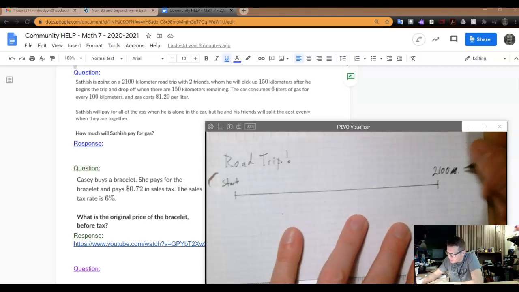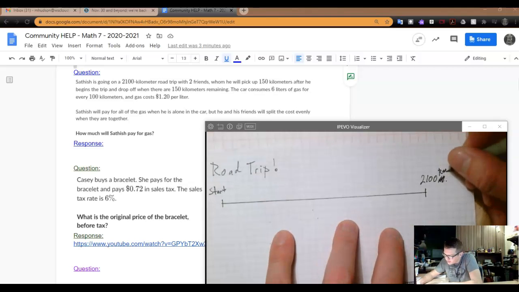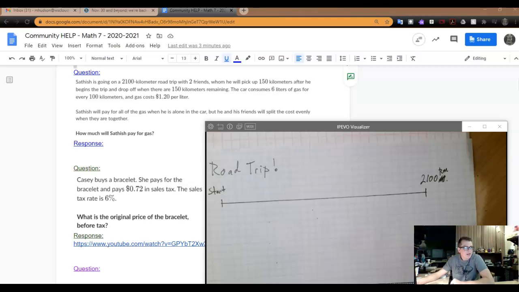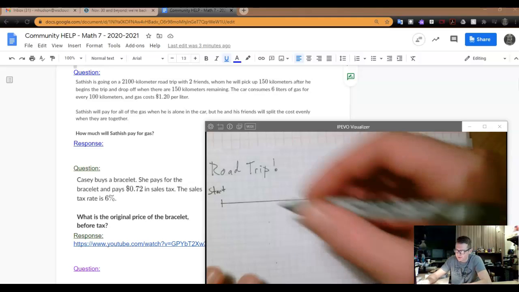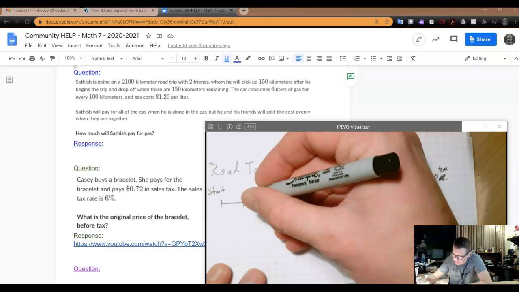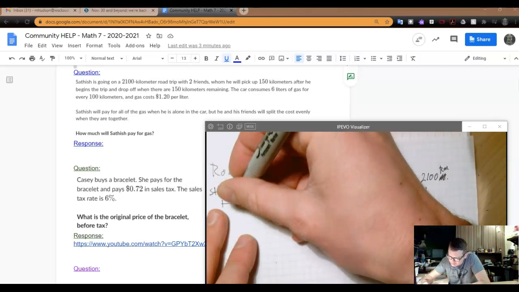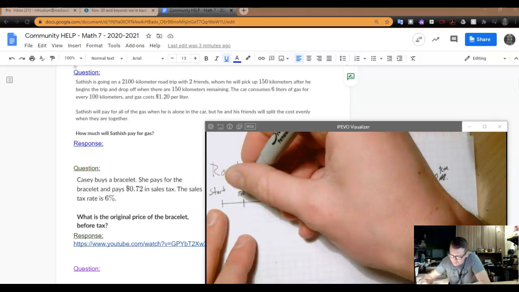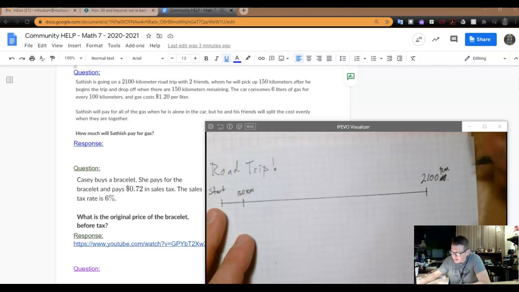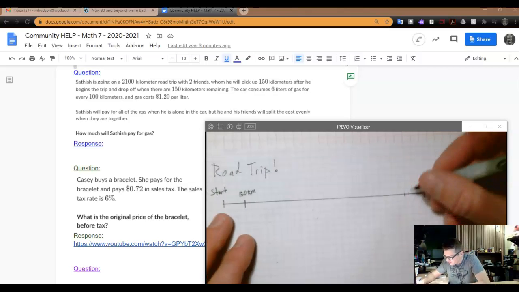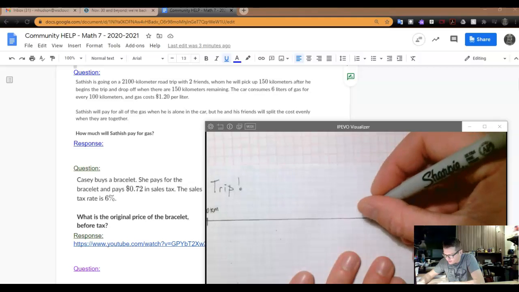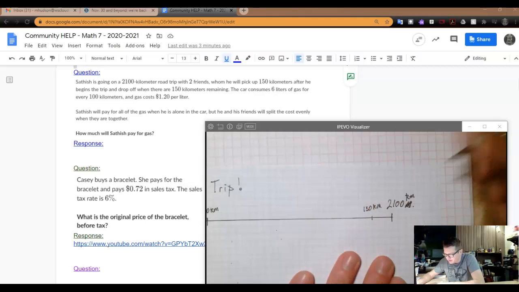So to start, let's fix my label. We're actually in kilometers. And we're going to pick up two friends 150 kilometers into the trip. I gotta fix my brain. And we'll drop off with 150 kilometers left in the trip.